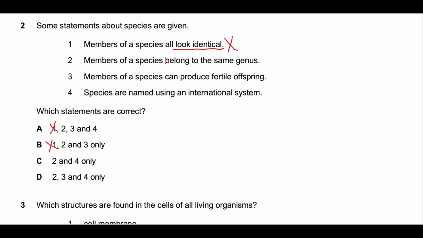2, members of a species belong to the same genus, and this is right according to the taxonomy. 3, members of a species can produce fertile offspring, which is right. 4, species are named using an international system, which is, if I'm not mistaken, the binomial nomenclature, by Carl Linnaeus, a Swedish scientist. So also 4 is right. So we need to look at a choice that contains 2, 3, and 4, which is the choice D.